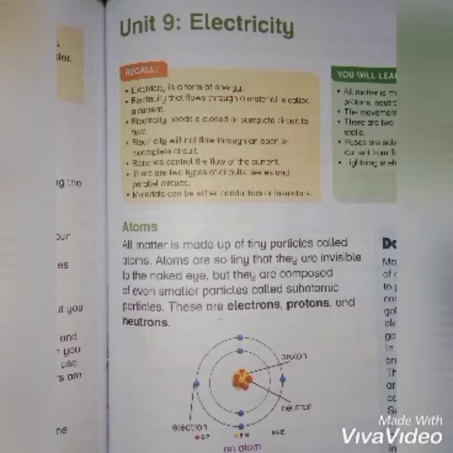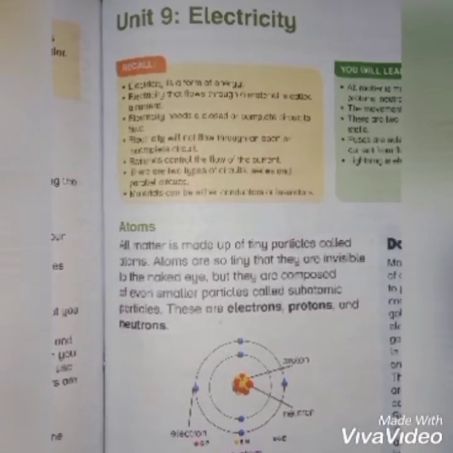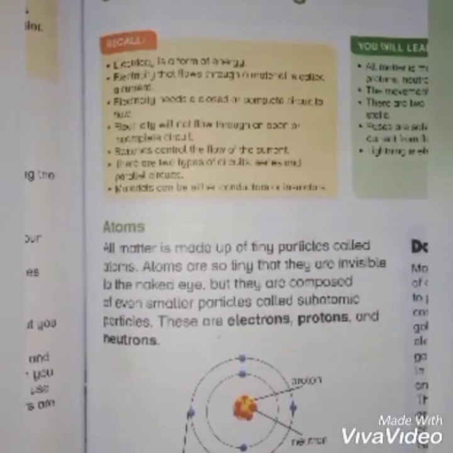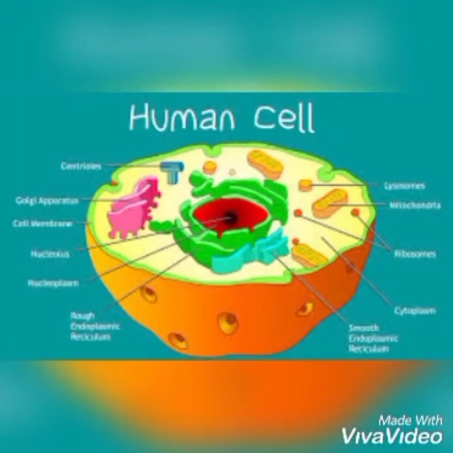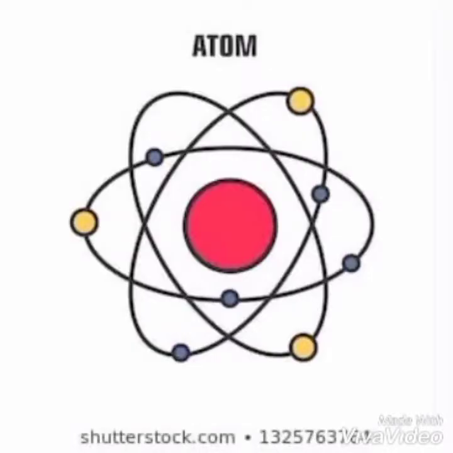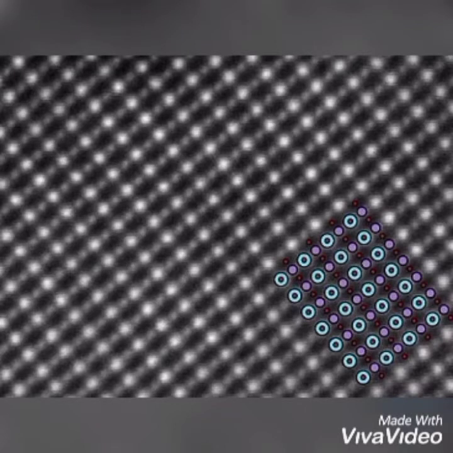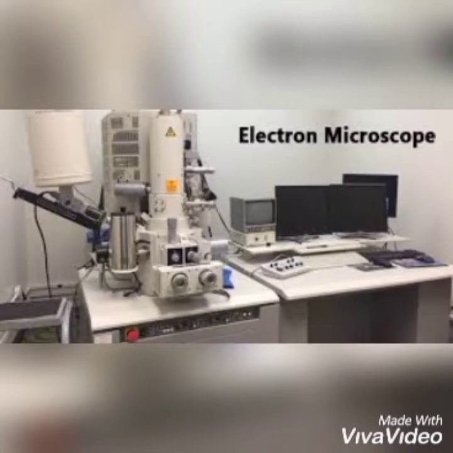If you remember, in our first chapter, Brains and Nerves, we studied that all living things are made up of cells, and we call the cell the basic unit of all living things. But over here, we will study that atoms are the basic unit of all non-living things. So atoms are tiny particles which cannot be seen with the naked eye. Rather, they are observed under an electron microscope.